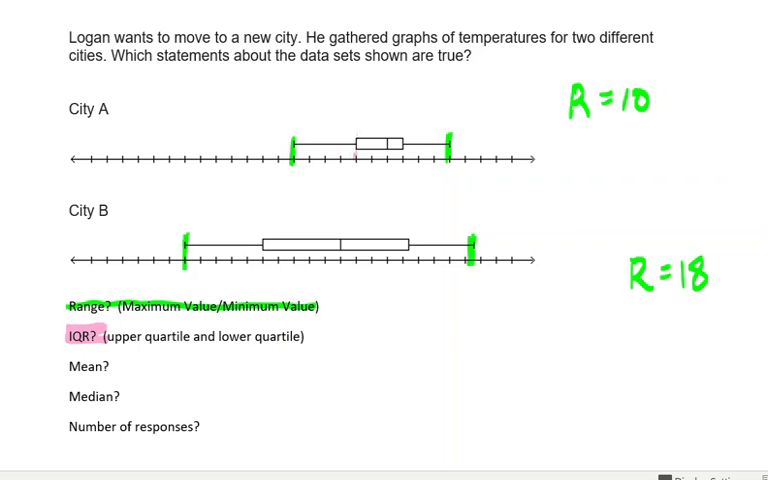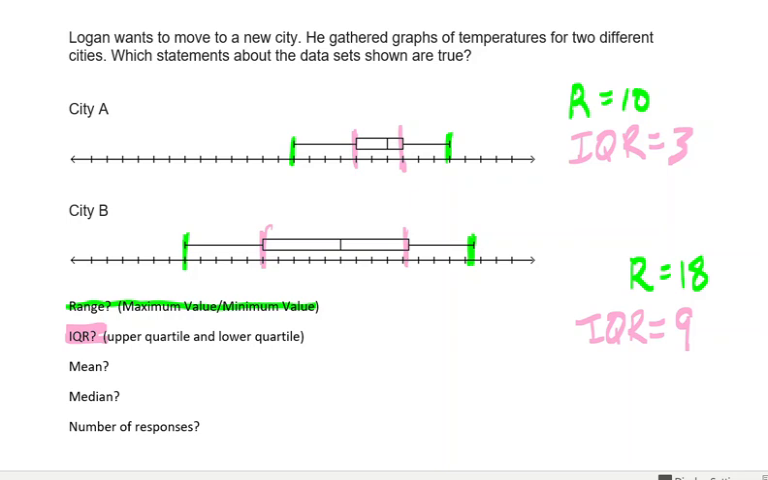So our interquartile range is represented by the actual box. And the lower and the higher side of the box represents the lower and the upper quartiles, and we use those to find the interquartile range. So here we see that the interquartile range is 3. And here it's more like 9. So both the range and the interquartile range tell me that there's a lot more variability in city B than in city A. The temperatures are a lot more spread out.